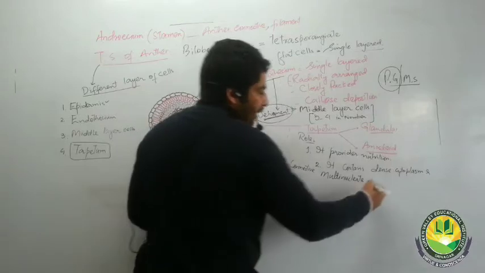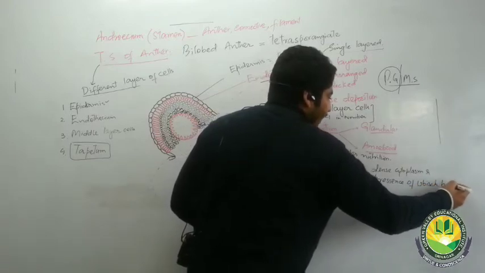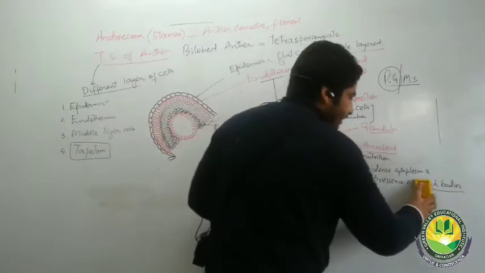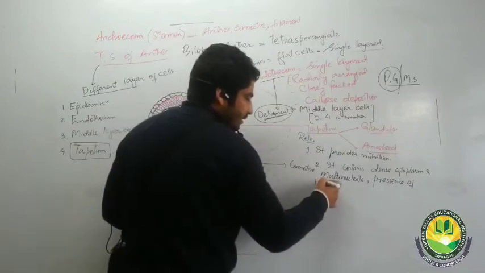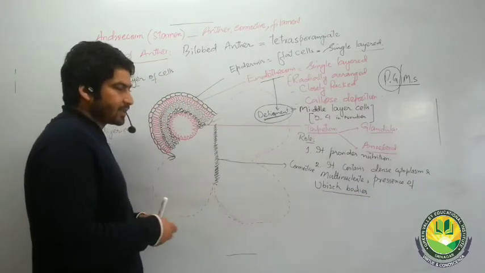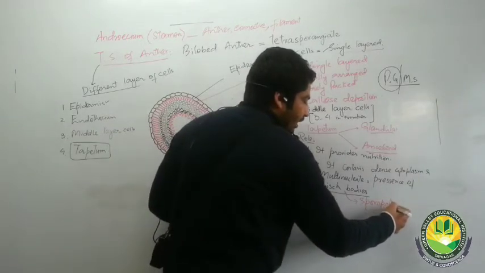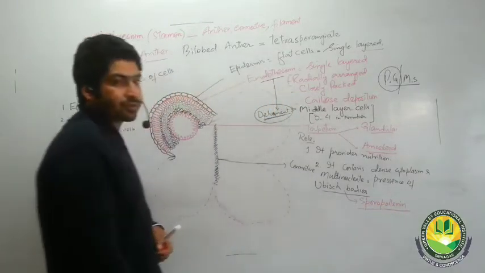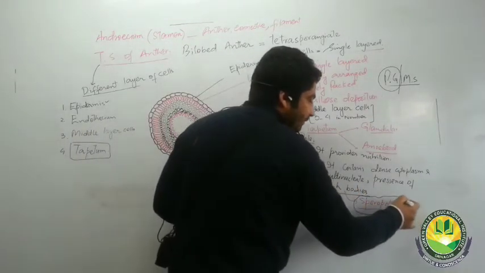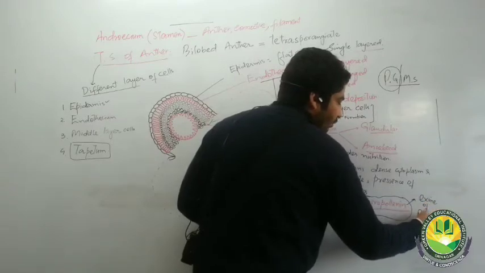Second, they do have the presence of Ubisch bodies. Very important. Now, what is the role of these Ubisch bodies? They do secrete a substance called sporopollenin. It is one of the most resistant substances found on the earth. This sporopollenin forms the layer that is called the exine of the pollen grain. Now, what is this exine?